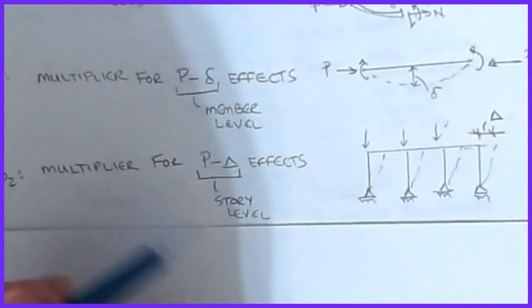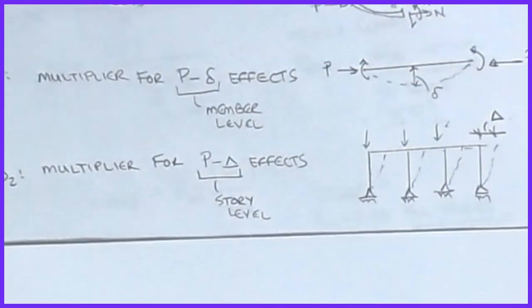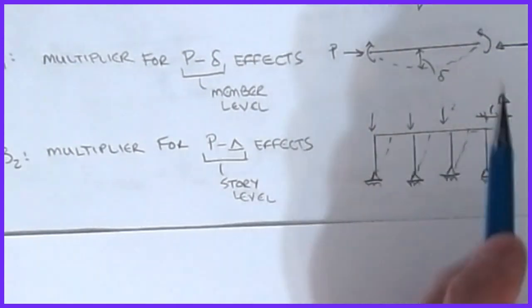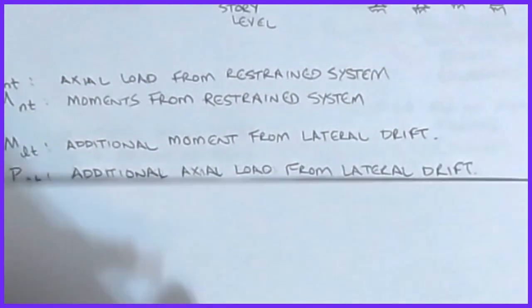Okay, so this is an attempt to try to capture the lateral information. Okay, and so that's why we call this a story level type of approach. All right, so those are the differences between the deltas and the nomenclature that you'll see in the AISC manual. Okay, all right, so a little bit of the terminology that you saw in the equations.